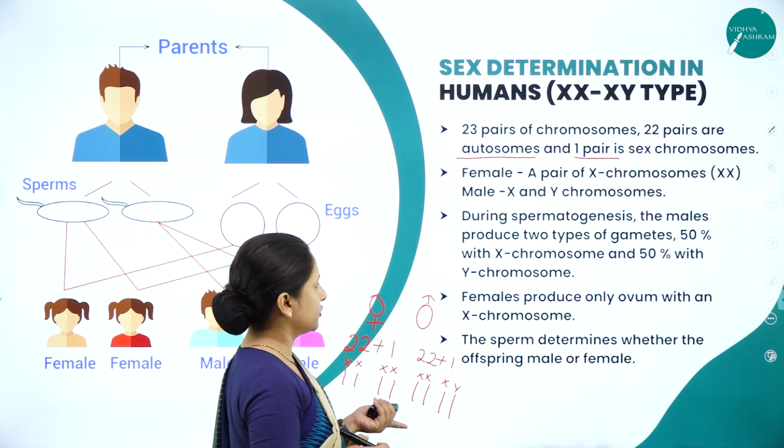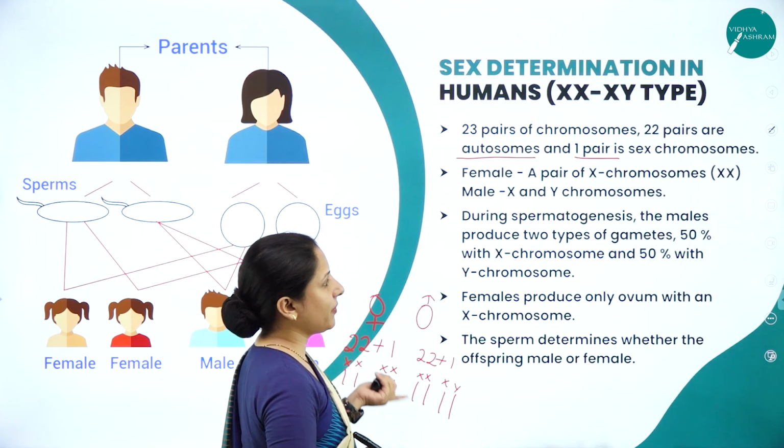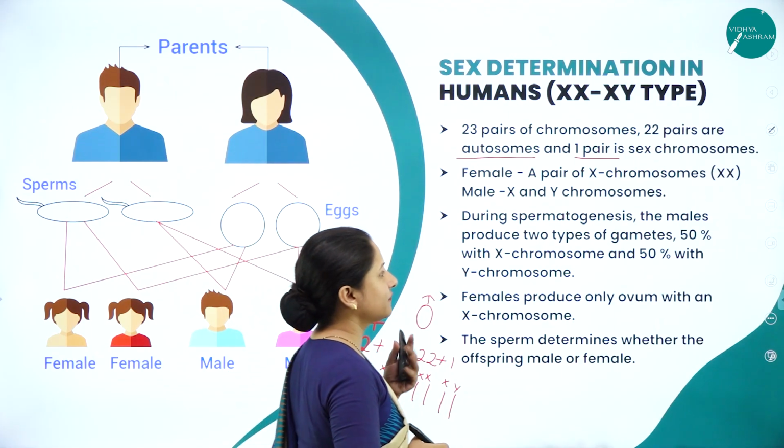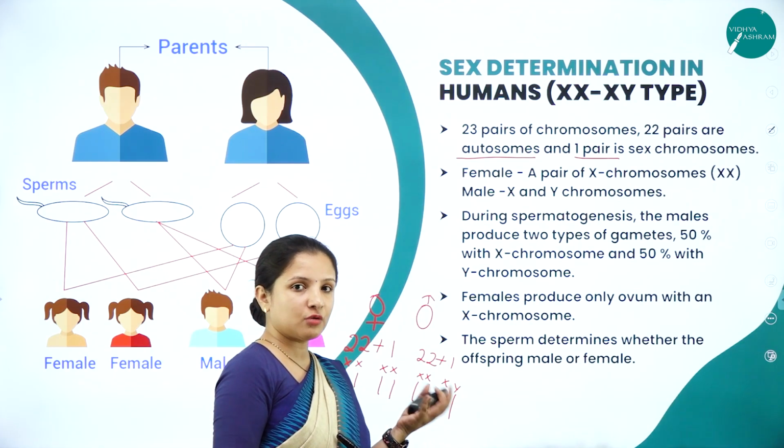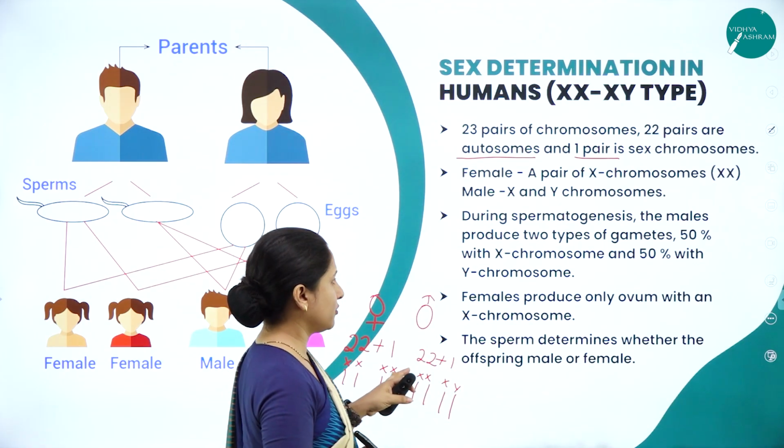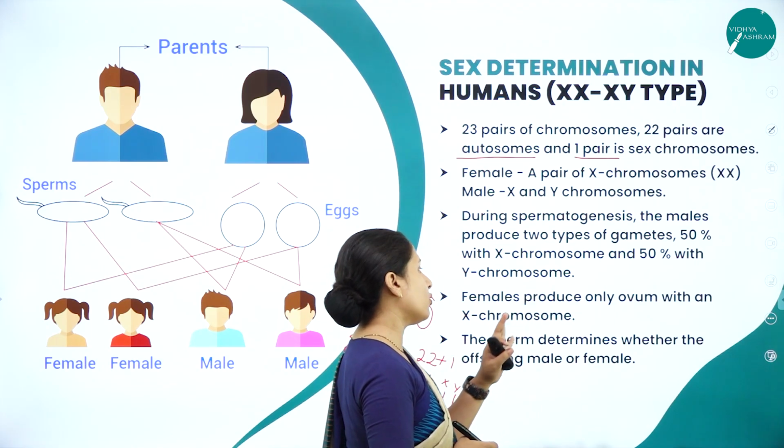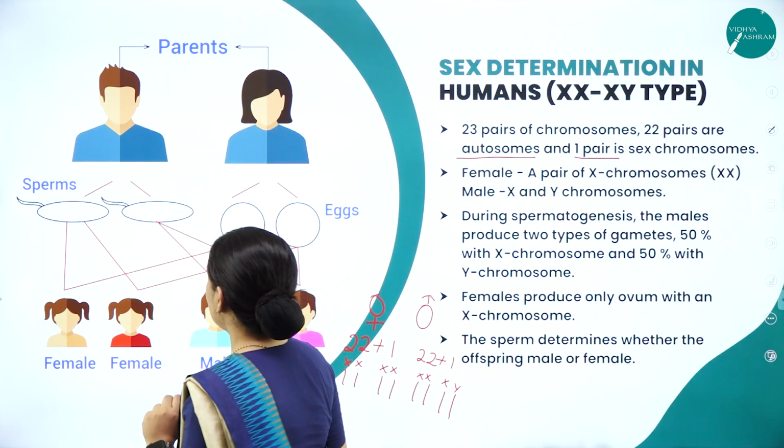So, female, a pair of X chromosome XX, male, X and Y chromosome. Now, during spermatogenesis, the male produces two types of gametes, that is 50% with X chromosome and 50% with Y chromosome. Now, females produce only ovum with an X chromosome. So, here what did we have?